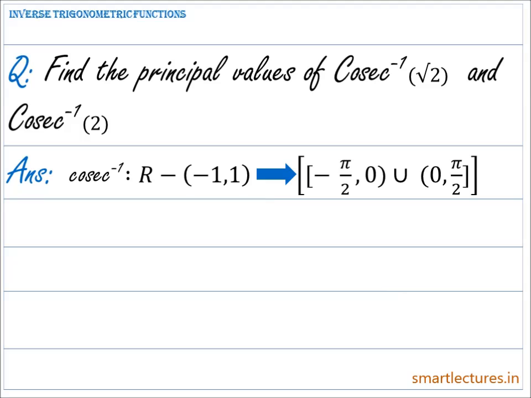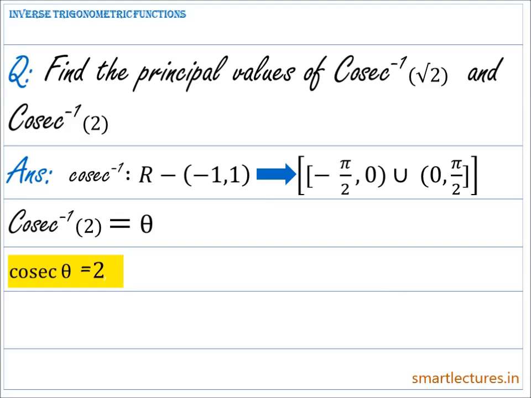And now we shall find the principal value of cosecant inverse 2. Again, let cosecant inverse 2 be equal to theta, where theta is the angle which is defined from minus half pi to 0 and from 0 to half pi. Now theta is the angle the cosecant of which is equal to 2, or we can write cosecant theta is equal to 2.